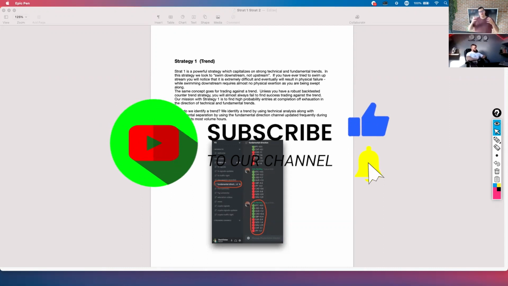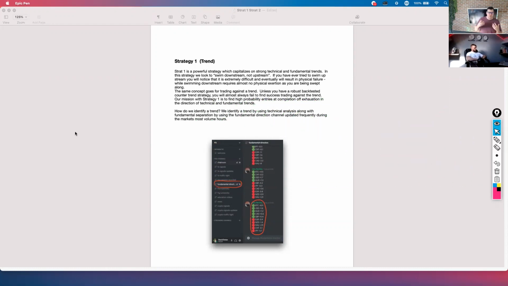This is when there's separation fundamentally. We'll get to that, okay? Strat 1 is a powerful strategy which capitalizes on strong technical and fundamental trends, okay? So we're looking for fundamental separation and technical entries in the direction of that separation. In this strategy, we look to swim downstream, not upstream.